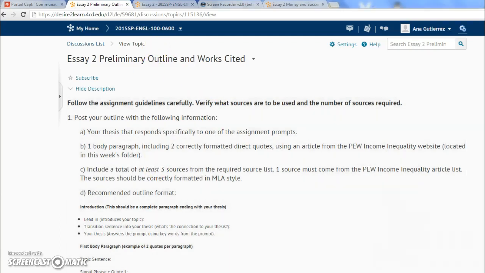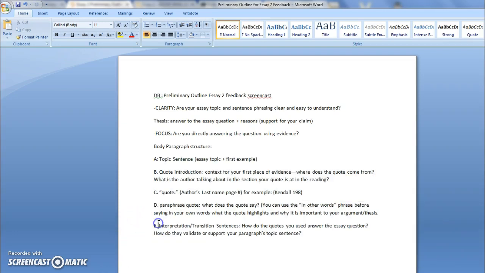So the first thing that I would tell you is that when we look at these types of outlines, what we're looking for is clarity. When I see your thesis, is it connected to your essay topic? Are the sentences phrased in a clear and direct way, easy to understand? This is what I should find in your thesis: it should be a direct answer to the essay question with specific reasons that support your claim, your position on that question.